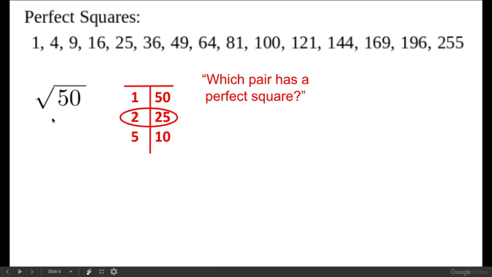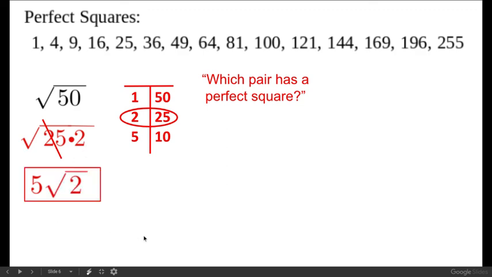So what I'm going to do is legally change 50 to 25 times 2. I'm allowed to do that because it's the same number, right? I'm just replacing it with 25 times 2. The whole point in doing that is because 25 is now a perfect square. My 25 can cancel. What is the square root of 25? It's 5. So that gets pulled out to be a whole number. And then what number is left underneath the radical? It's just that number 2. So my final answer is 5 times radical 2. And that's as simplified as I can go.